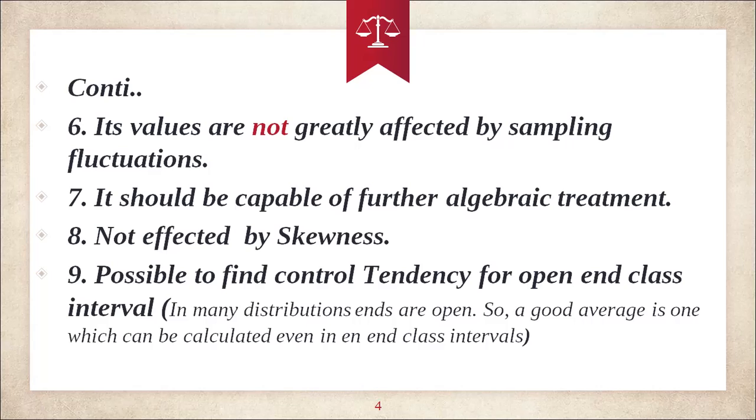And the seventh property, it should be capable of further algebraic treatment. For example, in statistics, whatever averages we are going to calculate should be capable of further algebraic treatment. Whenever you are interpreting the results also, that should be very accurate, it should not be biased also. So that is one kind of thing which is related to algebraic treatment.